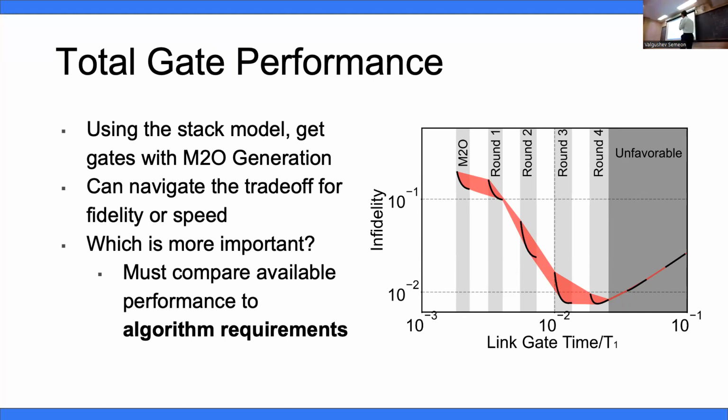Okay. And so using that model, I can stack those simulations together and try to ask, hey, what's the error rate? So that's the infidelity here. Down is good. And the gate time, which is here, so to the left is good, that I can achieve.